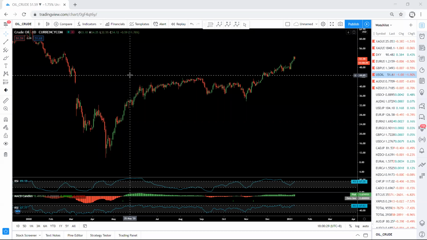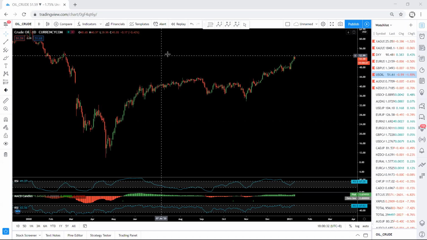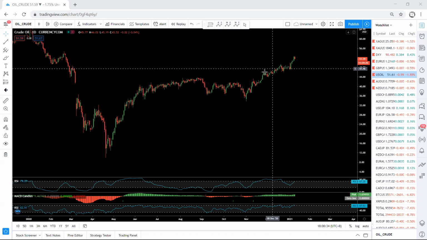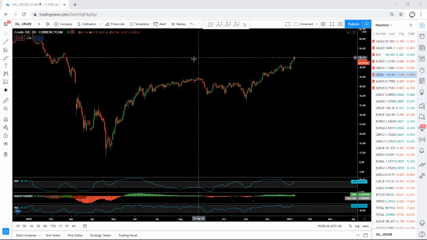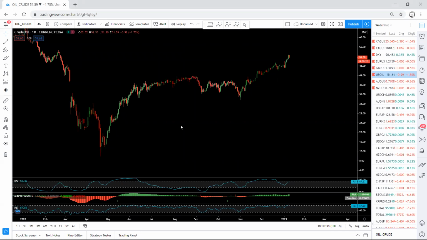Crude oil. Now we start with the daily chart. Based on the daily chart, we don't have much change as long as we still keep the uptrend. Now the thing is we want to see how we can trade. In this case, we move to a lower time frame.